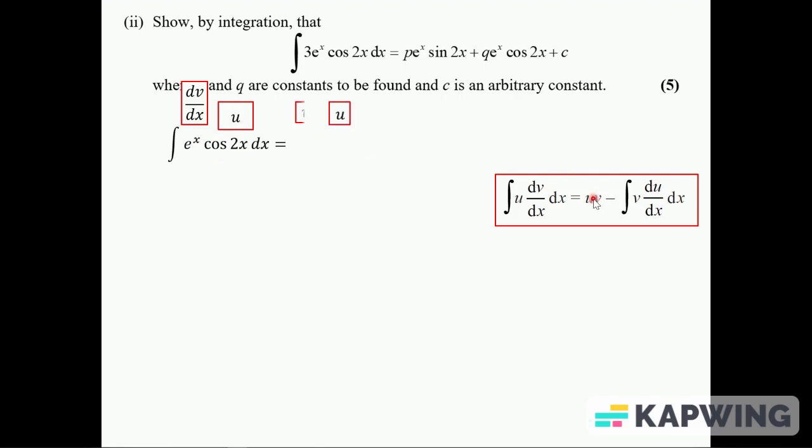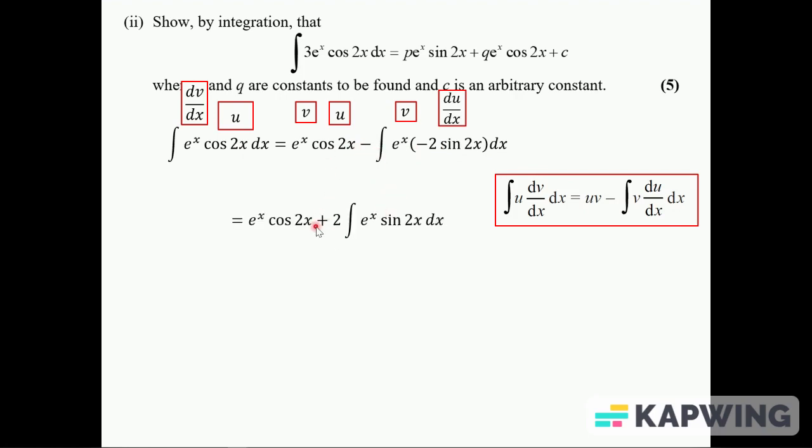So our formula is u times v, which is e to the x cos 2x, and then I'll minus the integral of v, which is e to the x, times du over dx, and that's that u differentiated, minus 2 sin 2x. If I simplify this a little bit, take the 2 out, and then that minus, I can write that as e to the x cos 2x plus 2 times the integral of e to the x sin 2x. And then I'm going to integrate this by parts again. So I'll put the 2 outside.